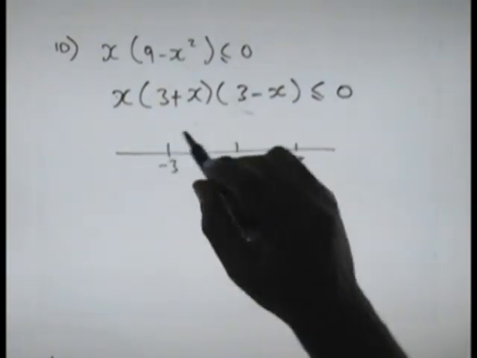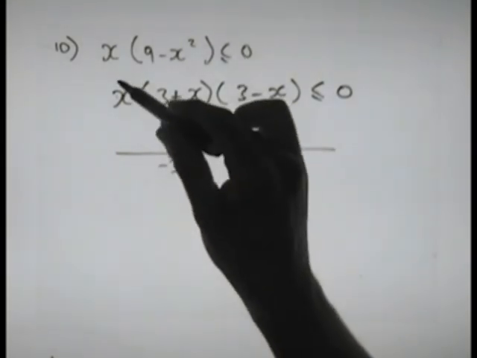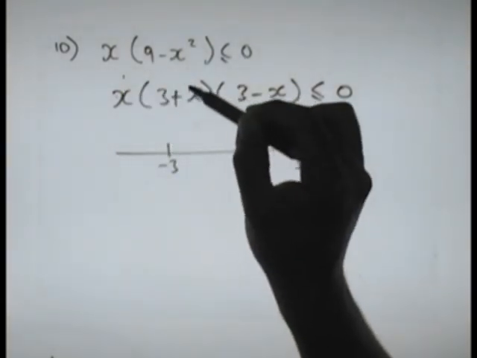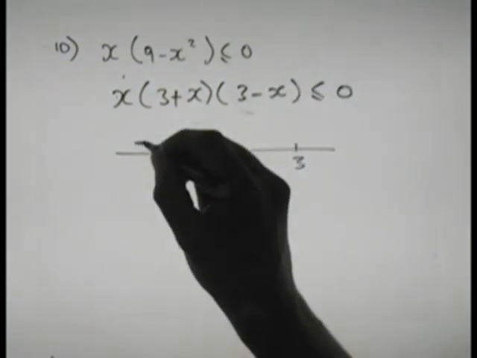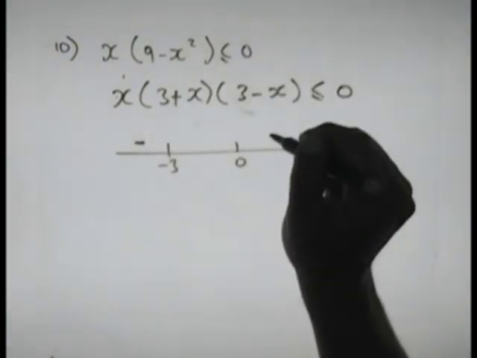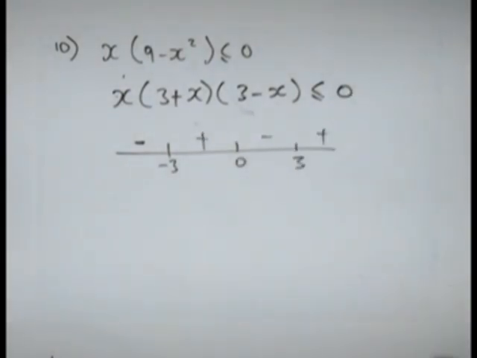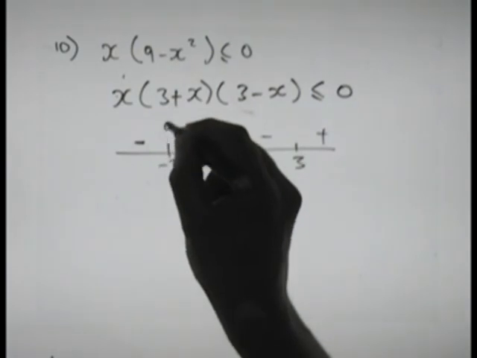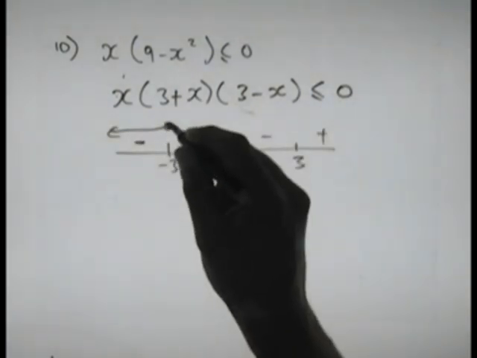Choose a test value. I'm going to take a test value of -4. -4 in there will give me negative, negative, negative, which is negative. Negative times a negative times a negative is negative. That means that will be positive, that will be negative, that will be positive. I'm looking for when it's negative. It can equal 0, so that's fine.